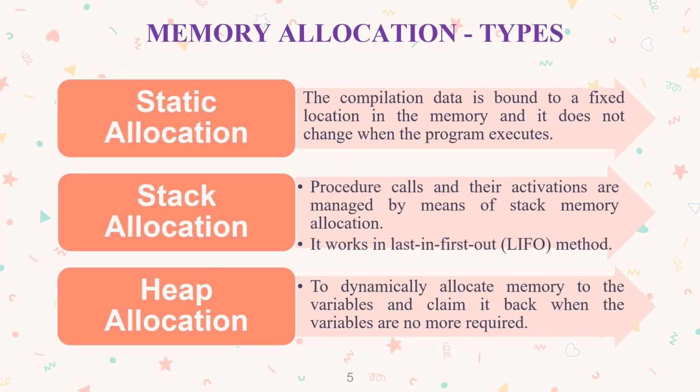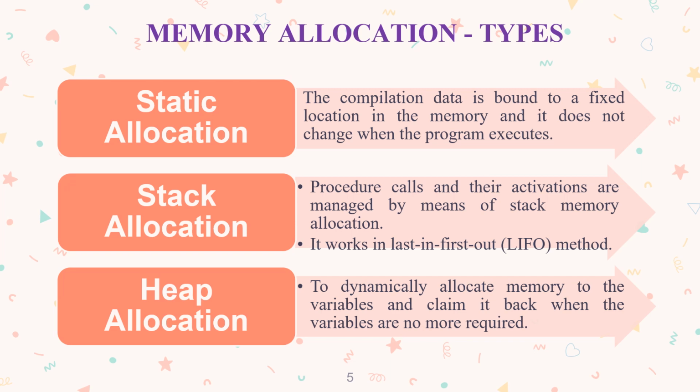There are three types of memory allocation: static allocation, stack allocation and heap allocation. Static allocation is a fixed memory location, so it does not change when the program executes. In static allocation, the memory requirements and storage locations are well known in advance. So runtime support packages for memory allocation and deallocation are not required.